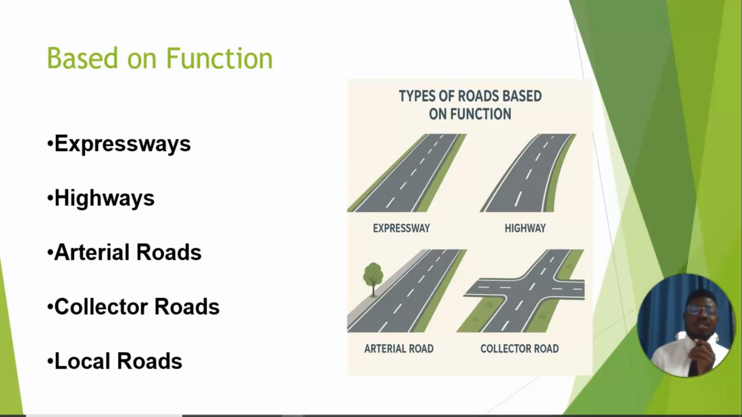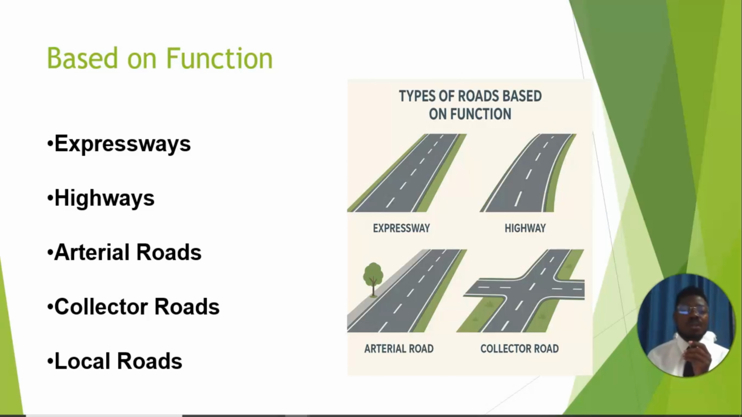We know the local roads serve local traffic, providing access to residences and businesses. So that small road that leads to your house, or to your home, or to your business, is what we call the local road. Moving from the local road to the collector road, it collects traffic. The movement out of the local roads will go into the collector road.